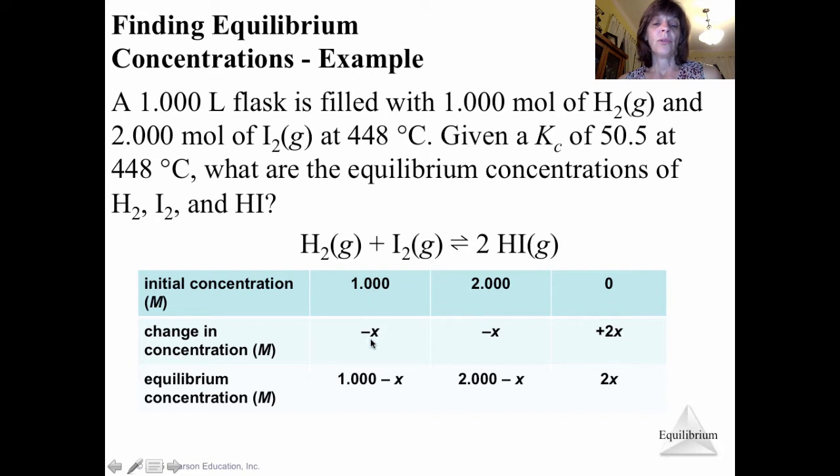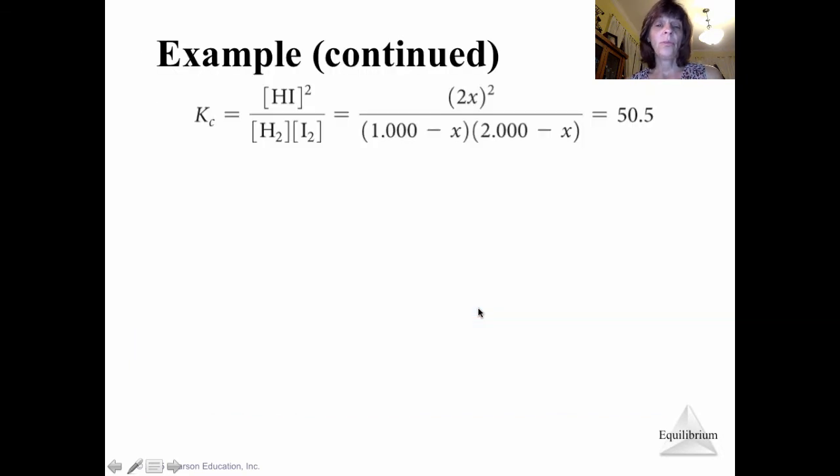So if we're going to lose X amount of hydrogen and iodine and gain 2 times that X amount of hydrogen iodide because it's a 1 to 1 to 2 ratio, then we know we'll have 1 molar minus X, 2 molar minus X, and 2X for our equilibrium concentrations. When you put that in the equilibrium expression, you solve for X.